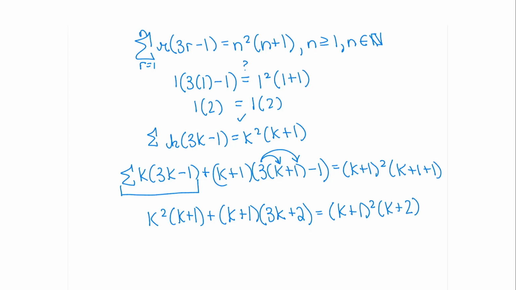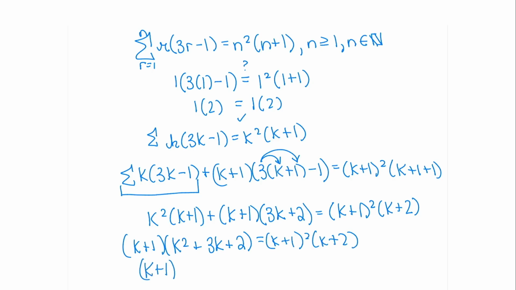Now, if we look at the left side of our equation, we're going to have k plus 1 that is the same from both sets. And what we're going to get when we do that is going to be k plus 1, and we're going to have k squared plus 3k plus 2. And that's going to be equal to k plus 1 squared times k plus 2. Now, if we factor this, this is going to be k plus 1, and we're going to have k plus 1 and k plus 2. So you can see that the left side equals the right side, and we have just proven this by induction.